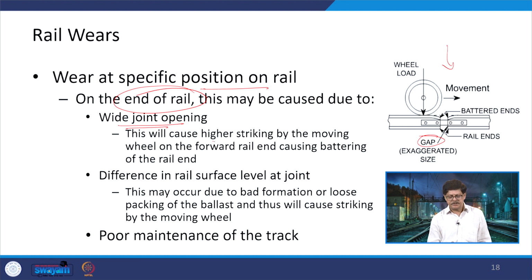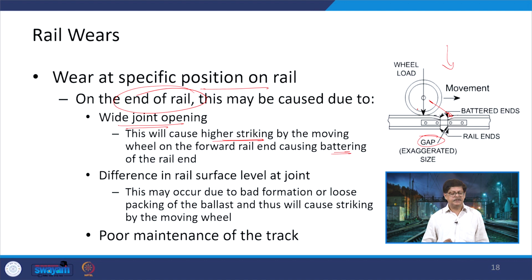In this case, there is higher striking by the moving wheel. Whatever wheel is coming, because this gap is more, there is always a possibility that it will strike here and it will cause the battering of the rail end. So, this is one reason.